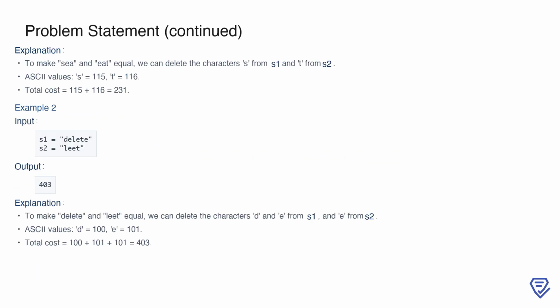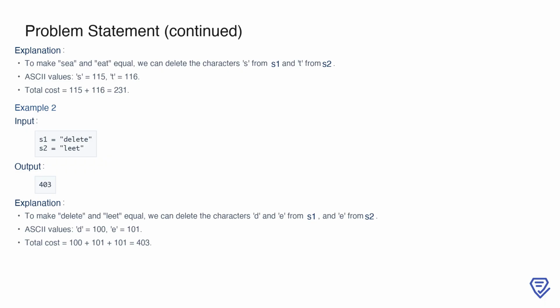Consider the first example with S1 as "sea" and S2 as "eat". To make the two strings equal, we can delete the character S from S1 and the character T from S2. The ASCII value of S is 115, and the ASCII value of T is 116. Adding these values gives a total cost of 231.